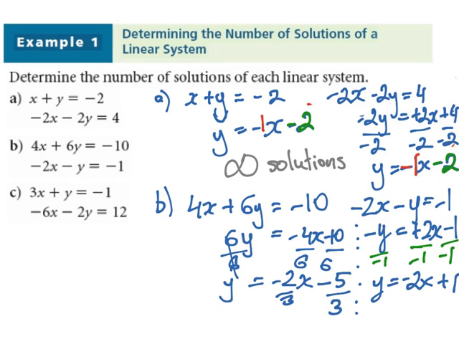Now in this case, notice the slopes, they're different. One is -2 over 3, one is -2, and the y-intercepts are also different. Because both of them are different, therefore we're only going to have one solution.